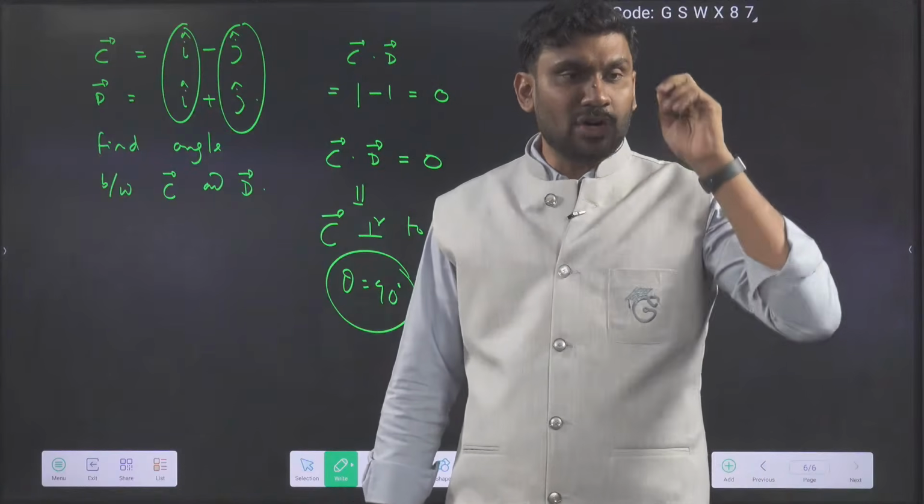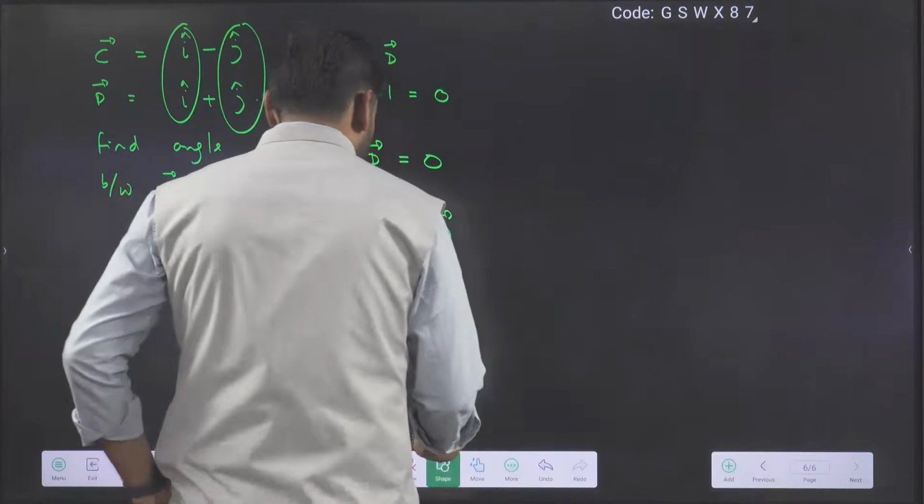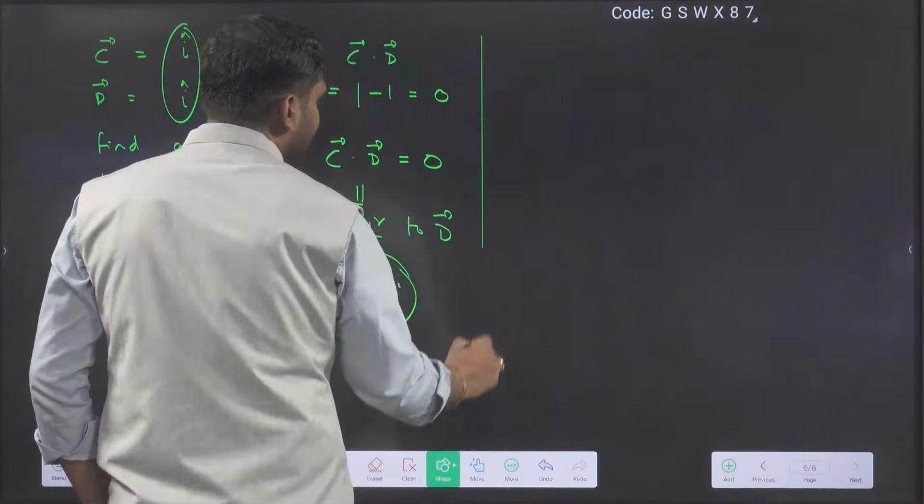But do remember this thing: dot product 0 means the angle will be equal to 90 degrees. Yes, absolutely. We will do many questions. Don't worry. We will solve plenty of questions.